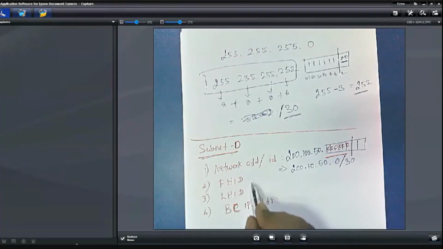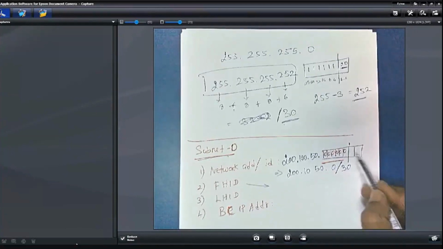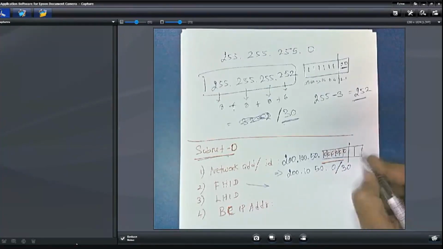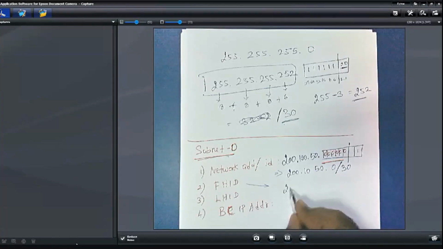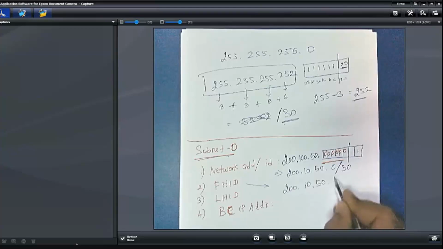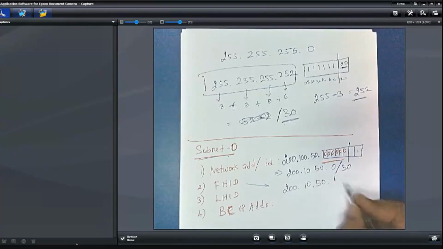Next, I'm going for the first host IP address. How to calculate the first host IP address? In the host part, make the last bit 1. Make the last bit 1 in the host part. So this is equal to 200.100.50.1, /30.